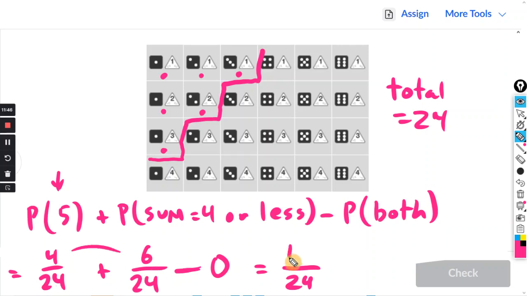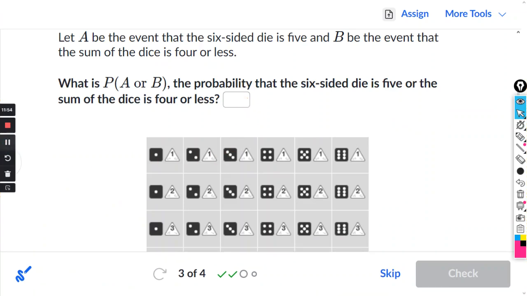4 plus 6 is 10. And you leave the answer alone. You don't need to reduce. In the box, 10 out of 24 is 10/24.